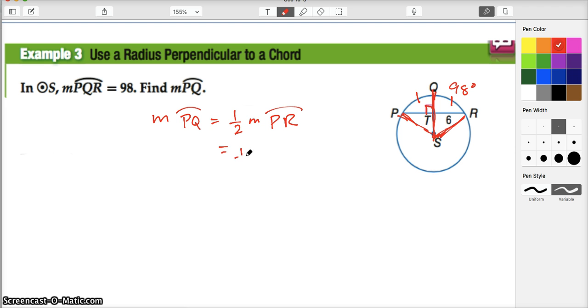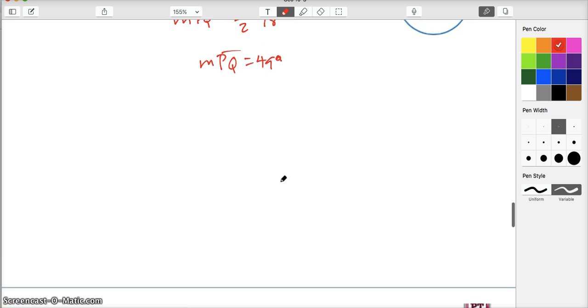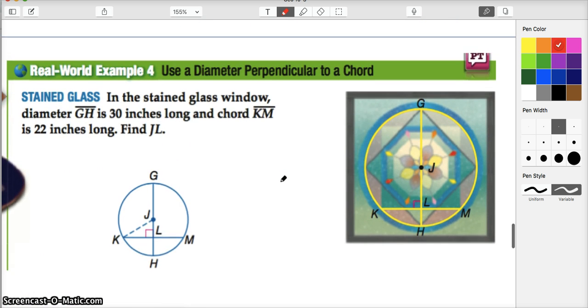And since that's 98, half of 98 is 49. So we know that the measure of arc PQ is 49. Cool? All right. Let's go ahead and see what other lovely examples we have.